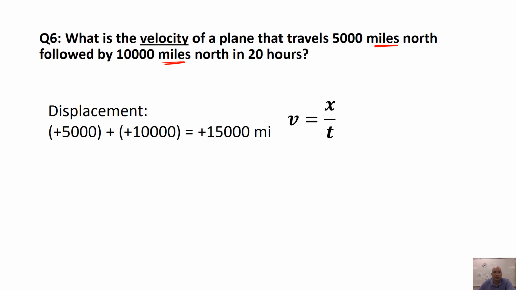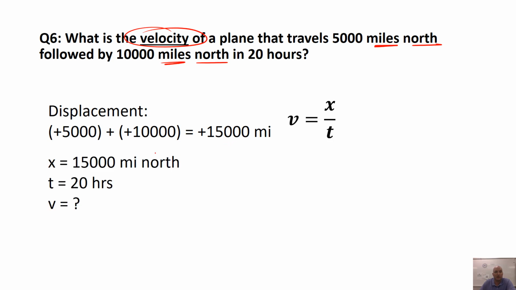We're going to figure out the displacement, because it's asking for velocity. So we're going to have to take into account the north, and they happen to both be north. So we have plus 5,000, and we're going to add that to a plus 10,000. Our answer becomes a positive 15,000, but once again, that's not good enough. Let's turn this back into a direction, and that happens to be north. So we have 15,000 miles north.